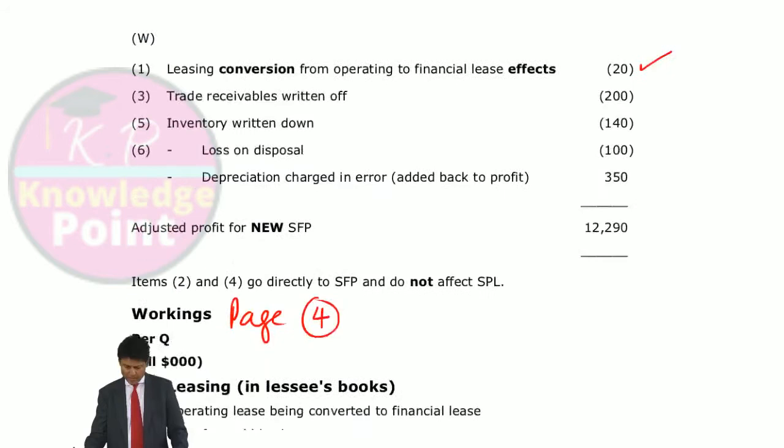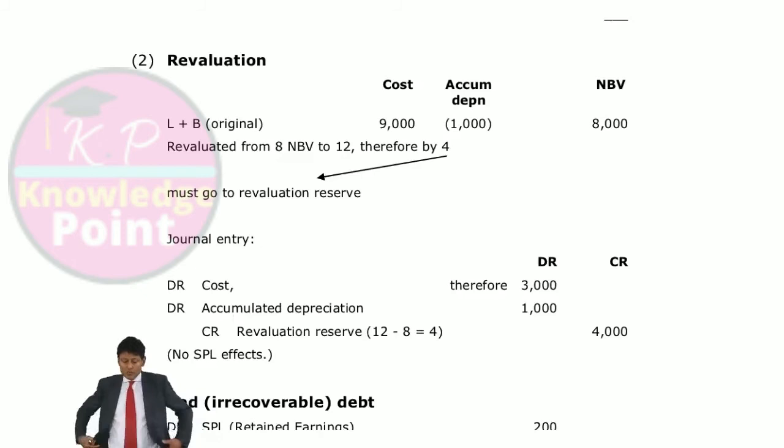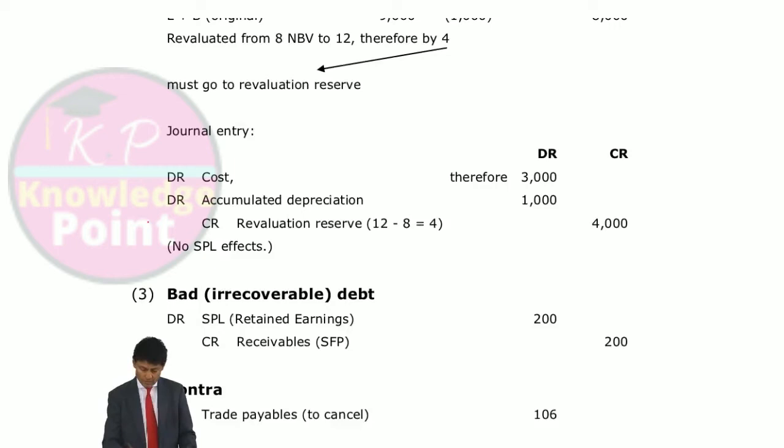So going back to page 454, you see all the detail there, so I can just explain. And so you have a little bit of time, not just writing, but thinking about it as well. So the revaluation, we were saying in the original question, was 8,000 net book value. That needs to go up by 4,000. So how do we do it? We debit cost, we debit accumulated depreciation, and you credit revaluation reserve. So this is the first thing you do. You do the revaluation first.